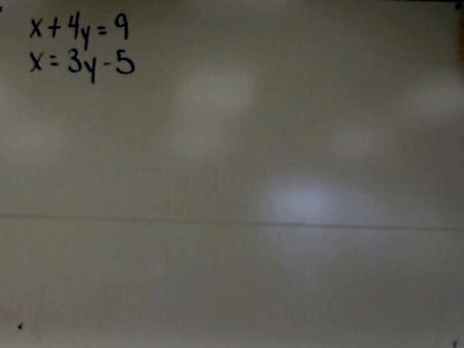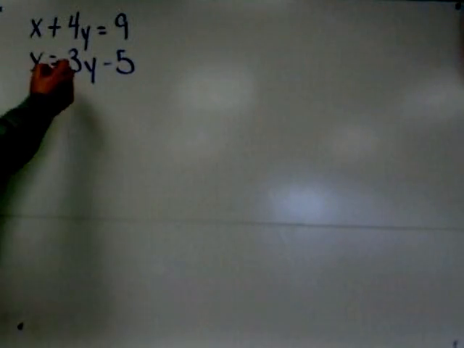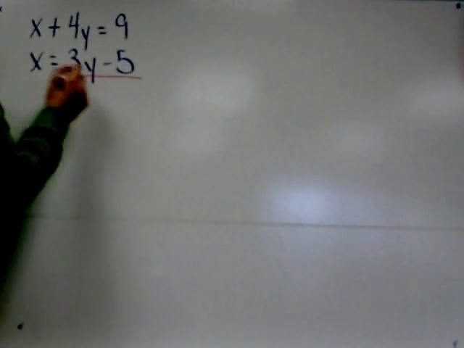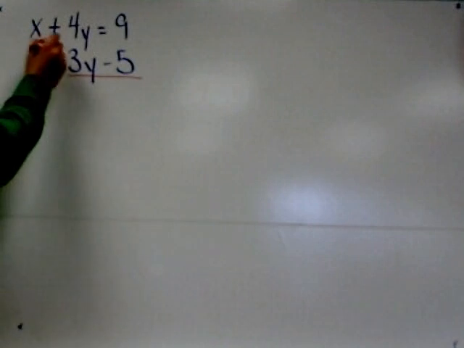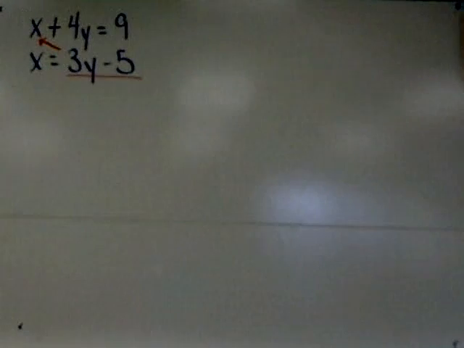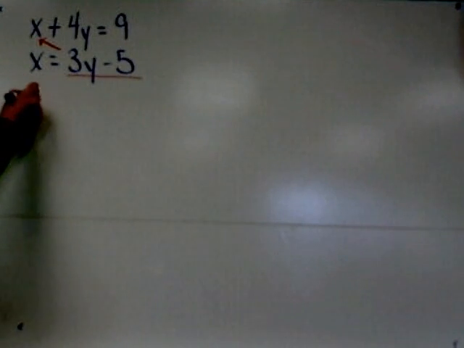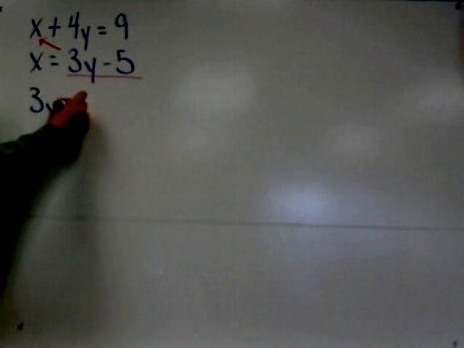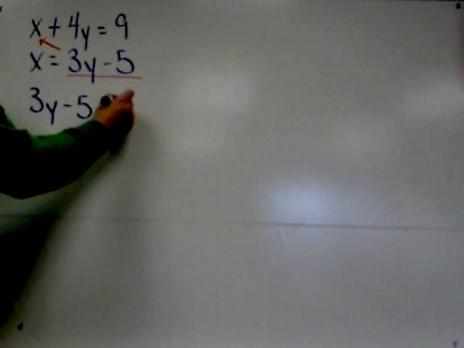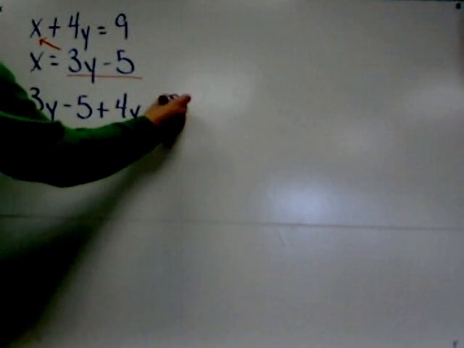Continuing to use the substitution method, in this problem we're given that x plus 4y equals 9 and that x equals 3y minus 5. Based on the fact that x is the same thing as 3y minus 5, which we see here in the second statement, I'm going to change the first equation accordingly, changing x into 3y minus 5. So the first equation will be rewritten as 3y minus 5 plus 4y equals 9.